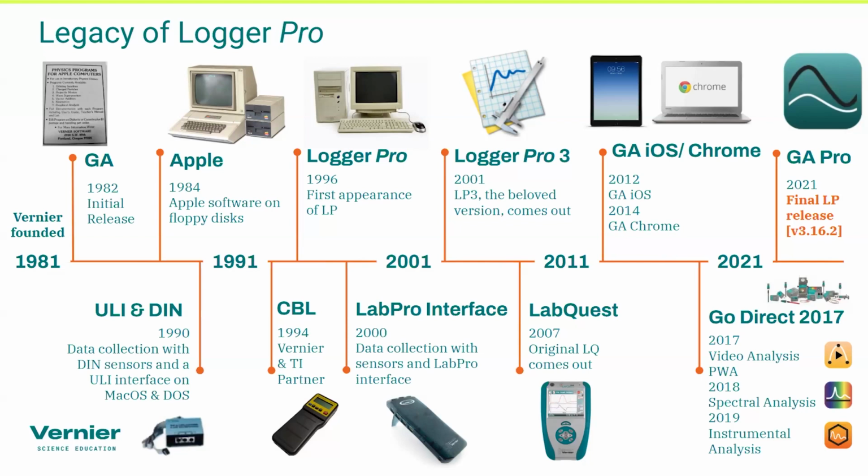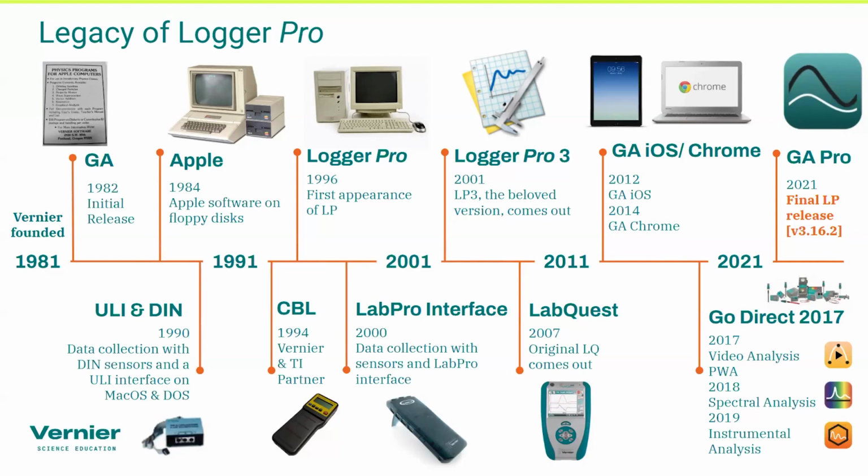We started developing the GoDirect sensors, the new lines. So we're moving away now from the BTA and BTD sensors to these new ones, and the newer Graphical Analysis can handle that. But trying to change Logger Pro, which is now already 15, 20 years old almost, is hard to keep going. So we knew we weren't going to be able to update Logger Pro.